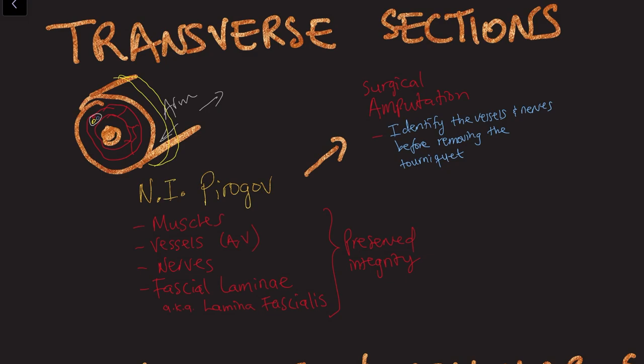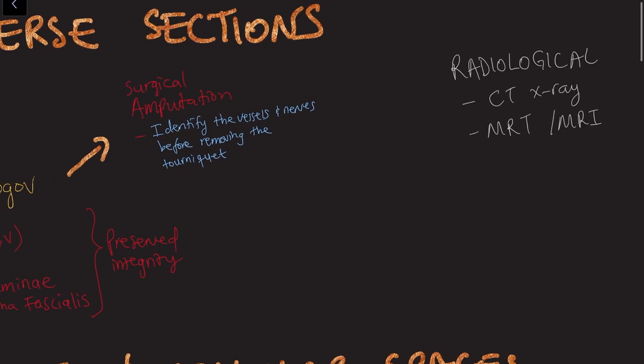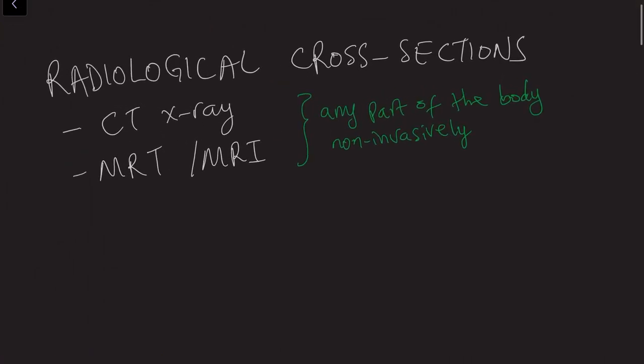Why? Because when you have a transverse section, you have the preserved integrity of muscles, vessels, nerves, and the laminae of the fascias. For example, for a surgeon who carries out amputations, it's very important to understand transverse sections, because that allows the surgeon to identify the vessels and the neurovascular bundles that may need to be sutured or treated before removing the tourniquet, right?